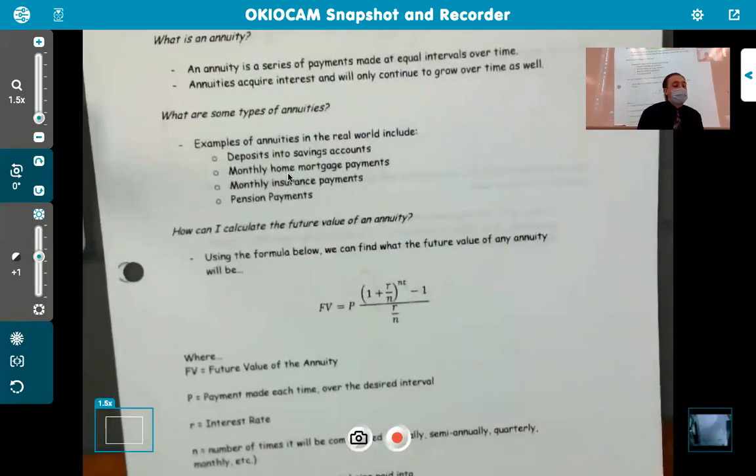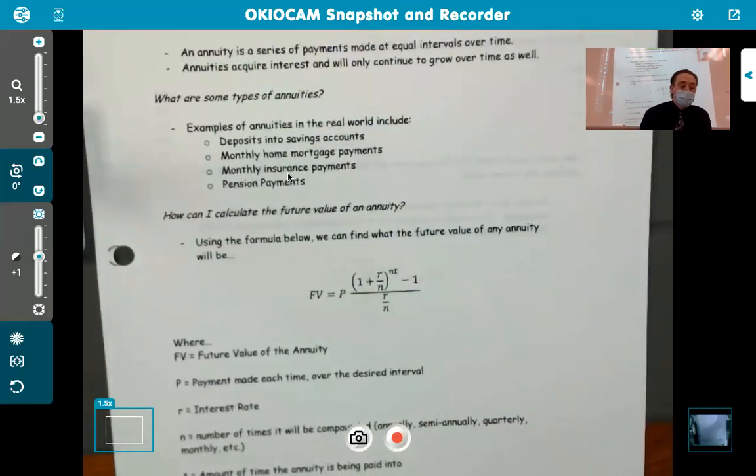So a series of payments. What are some types of annuities? Deposits into savings accounts, monthly home mortgage payments, like we just talked about, monthly insurance payments, and pension payments, or retirement funds, things like that. All right. And we're going to discuss some advantageous ways that you can take advantage of annuities.